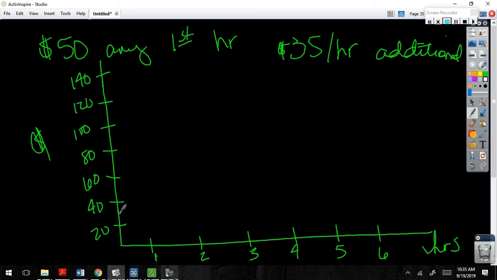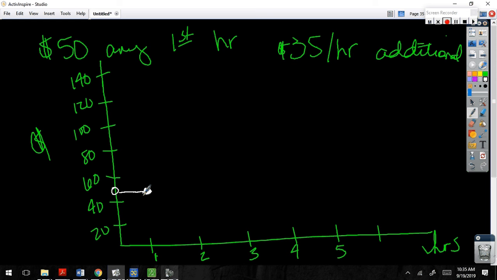Wait, so if you're halfway through, 40 and 60. What is that? That's 30. 50, thank you. That's an open dot, because 0 can't be 0, right? All right, any part of the first hour, $50, done, right? $35 after that.